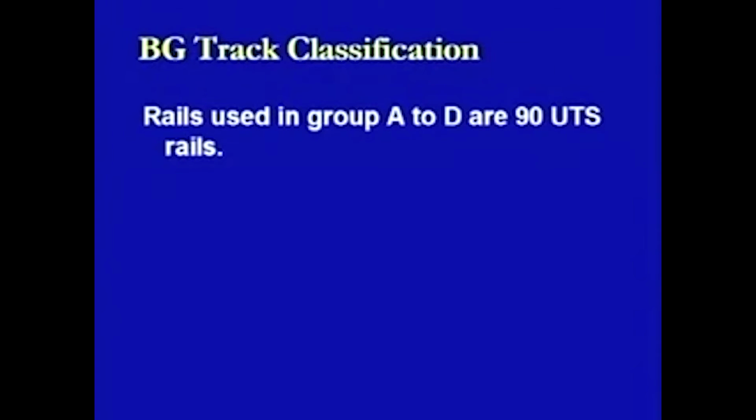Now further things are that the rails which are to be used from group A to group D should be 90 UTS rail. 90 UTS rails means UTS is ultimate tensile strength and the units are kg per mm square. So it means the rail sections which we are using for group A to group D should have an ultimate tensile strength of 90 kg per mm square. That's how they are being defined. There is another category of rail sections which are being used in Indian Railways, that is 72 UTS rail section.